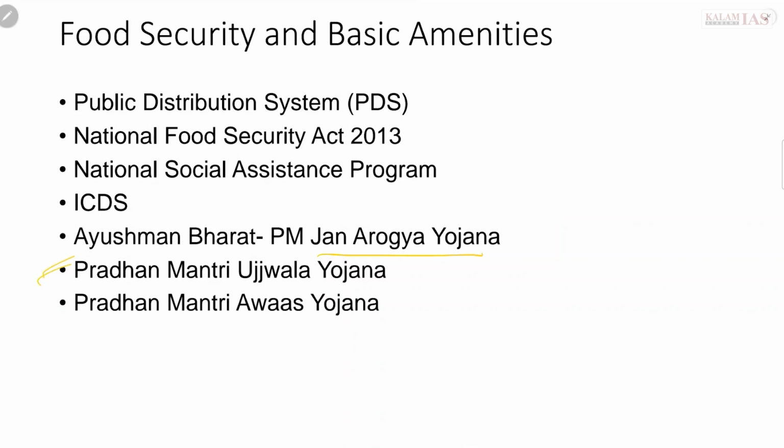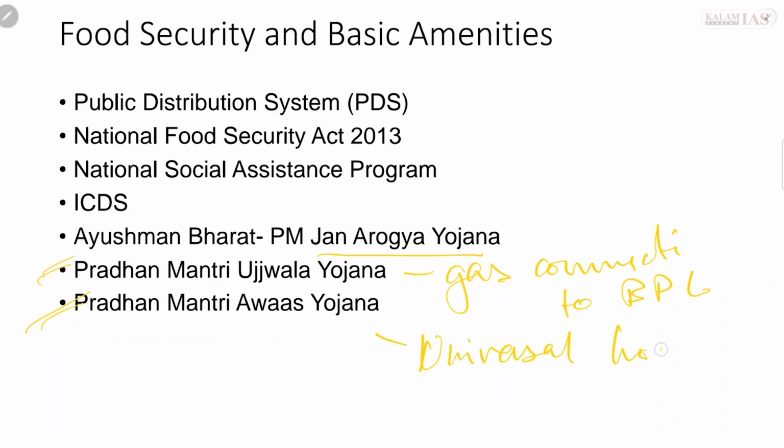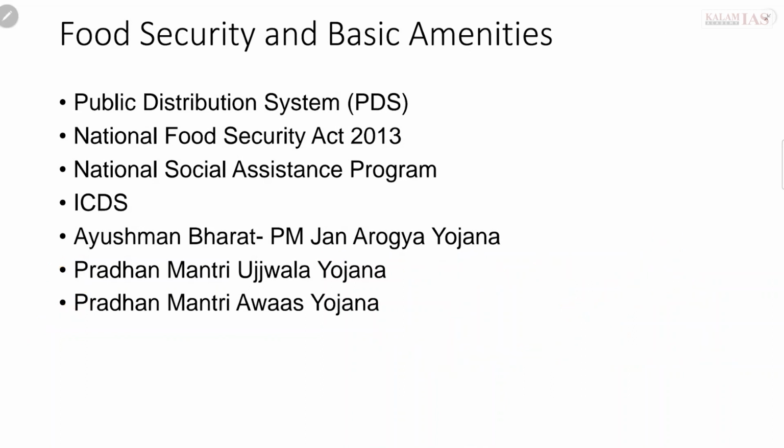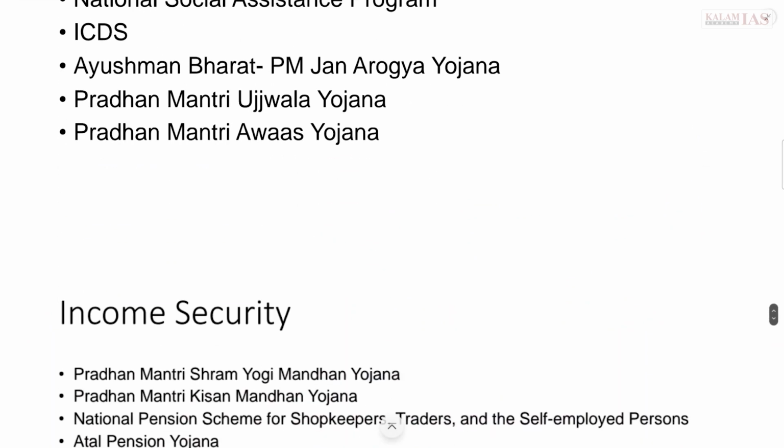There are other schemes such as Pradhan Mantri Ujjwala Yojana. Ujjwala gives gas connection to BPL houses, and PM Awas Yojana, which aims for universal housing access. So these are some schemes for food security and basic amenities.